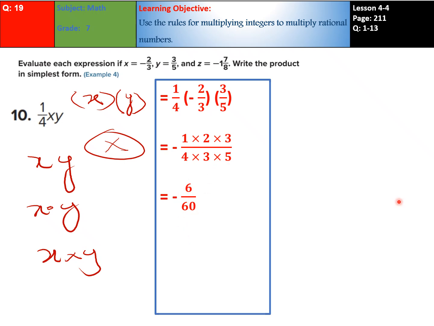Now we can see that both of them are divisible by 6. So we got negative 1 over 10. That is our answer, or you can write it as decimal negative 0.1.